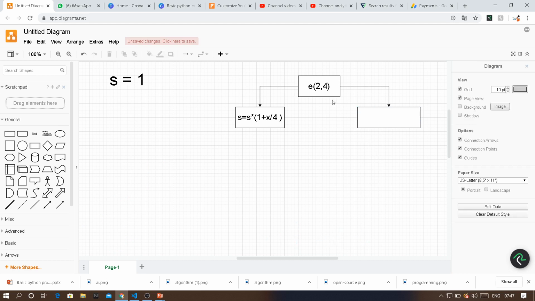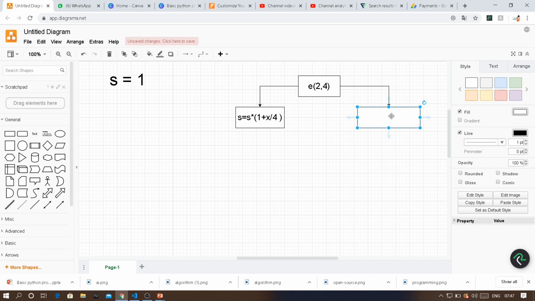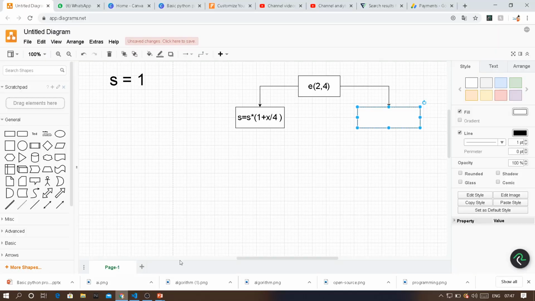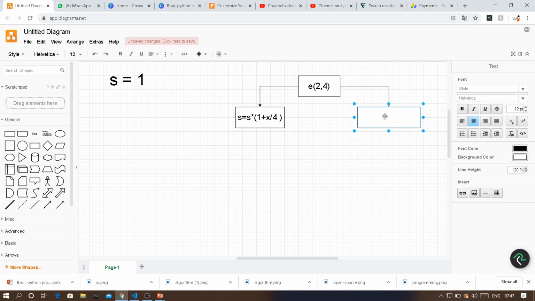Fine. So now after doing this, s is equal to s multiplied by 1 plus x divided by 4. Now the next thing that I need to do is recursively call what? I need to reduce the value of n. That is what we have seen here also. We have to reduce the value of n. Okay, fine. So now I'll be calling e of 2 comma 3, with the reduced value of n.